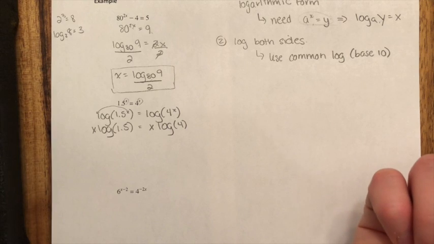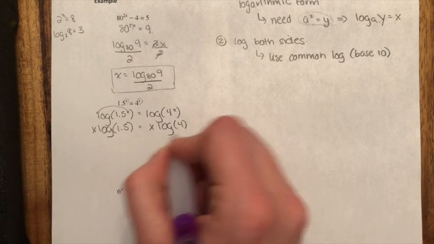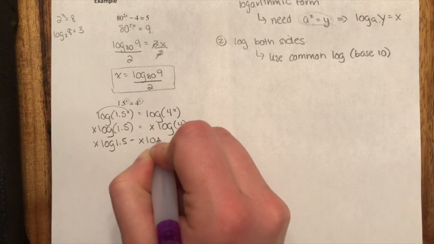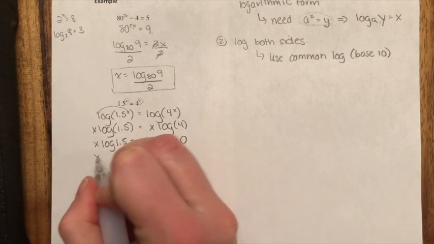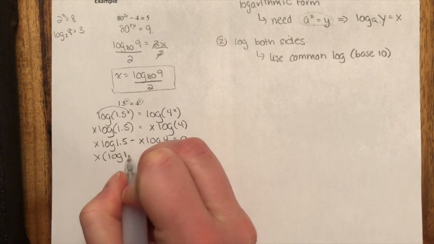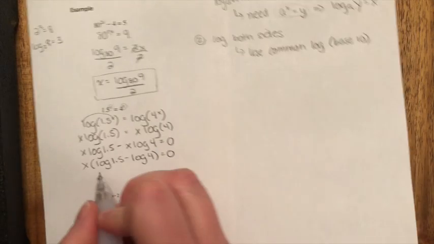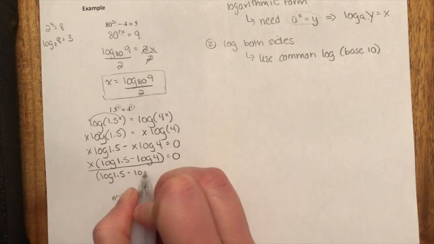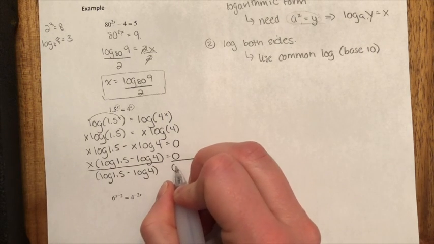Okay, now to get x by itself on one side of the equation, we're going to need to subtract this from the other side. So x log 1.5 minus x log 4 is equal to 0. And then we need to factor out an x so we can divide everything else out. So it's going to be x times log 1.5 minus log 4. So we've pulled out that common factor of the x. Now what we're going to do is divide by what was left over, so log 1.5 minus log 4. What we do to one side, we must do to the other.